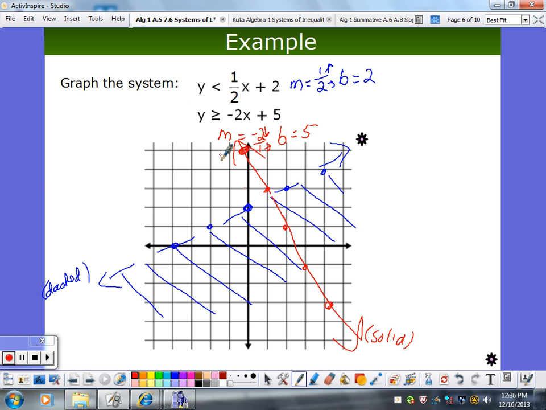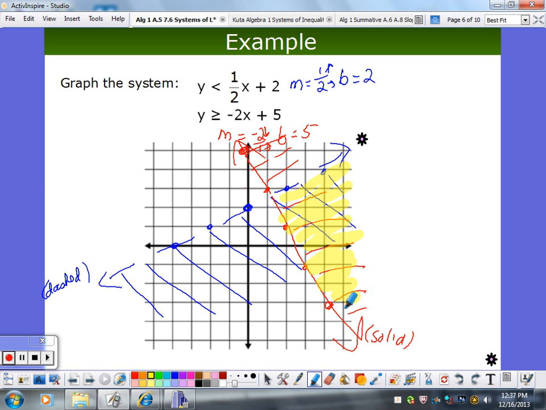Greater than. Am I going to be shading above or below? Okay, lightly, and just make lines. Don't color it in. Very, very lightly. Because what am I looking for now? I am looking for the place where the shading intersects. So it's this area in here.